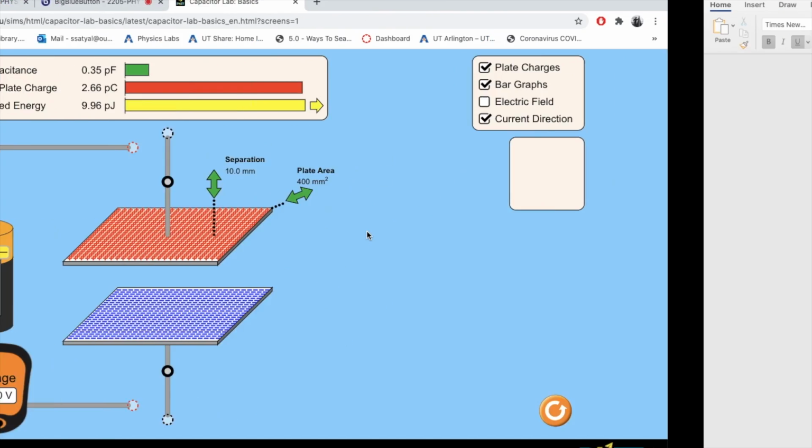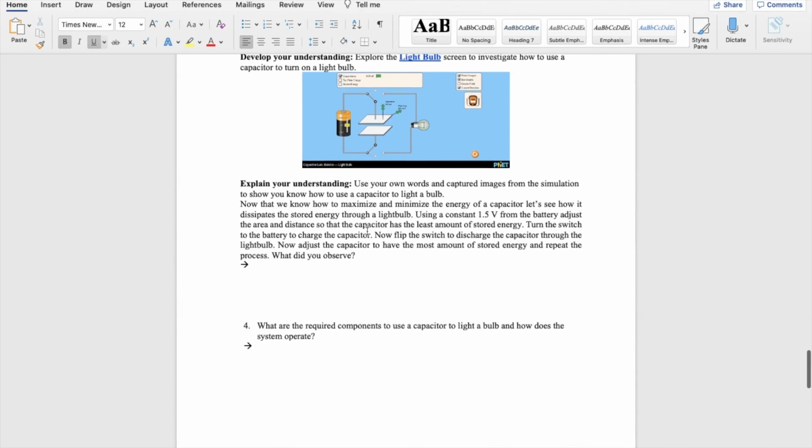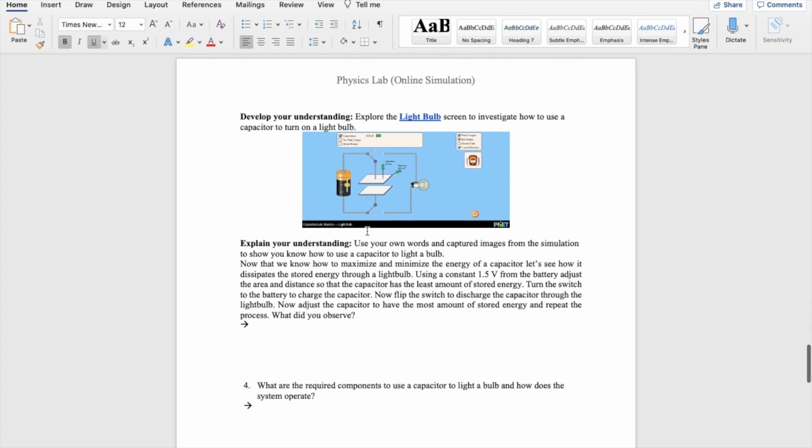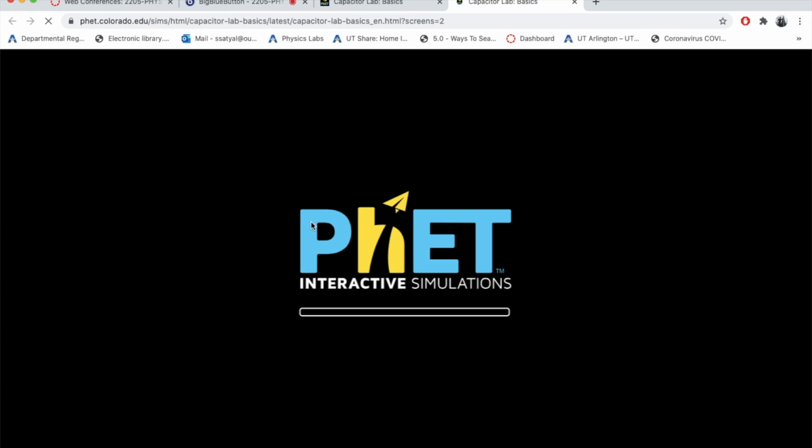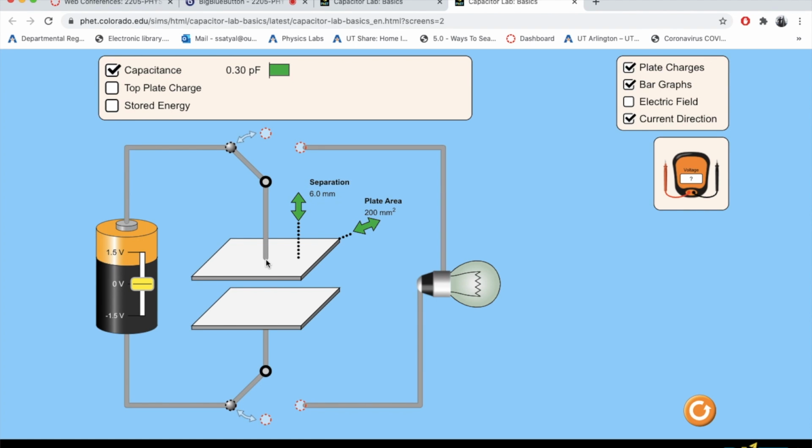Next is the light. It's a slightly different setup. It's still a capacitor. Now I have a light bulb that I can hook up to the capacitor. Here, the goal is to see what happens to the charges when we connect it to the light bulb. So first, let's charge the capacitor. Let me give some voltage to it.